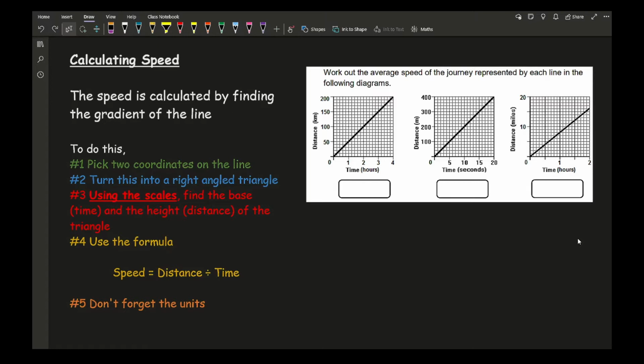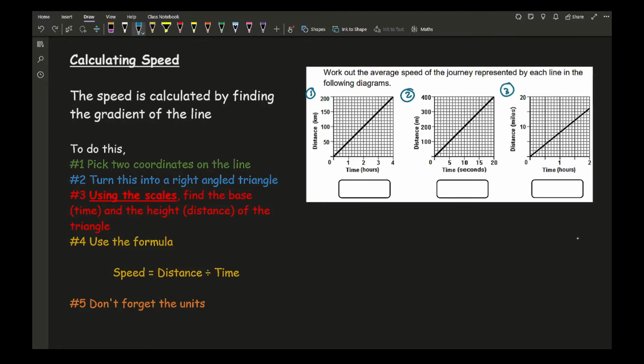And then we use the formula previously mentioned, that the speed is equal to distance divided by time. And then obviously we need to write our units. So let me go through these 5 steps, just so you get an idea of what it is I'm actually talking about. So, well, let's number these. So let's go for 1, 2, and 3.